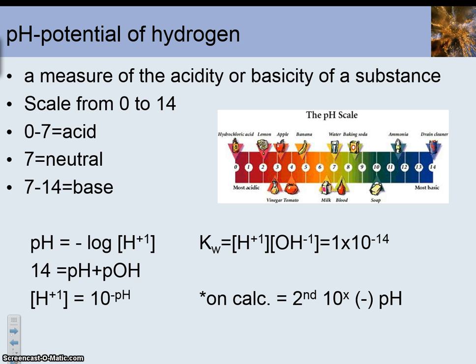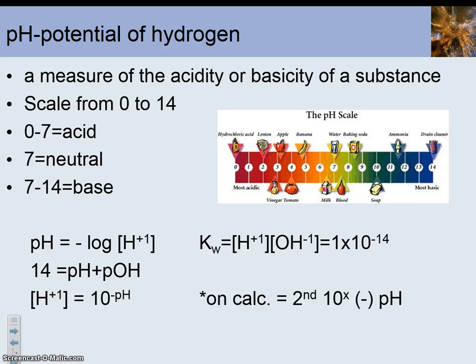Anytime we deal with acids or bases, we bring up the pH scale. pH is essentially a measure of the amount of hydrogen ions in solution, and it's a logarithmic scale, meaning every increase of 1 on the scale is an increase or decrease by a factor of 10. So it's kind of like the Richter scale. A 5 on the Richter scale is a 10 times weaker earthquake than a 6 on the Richter scale.